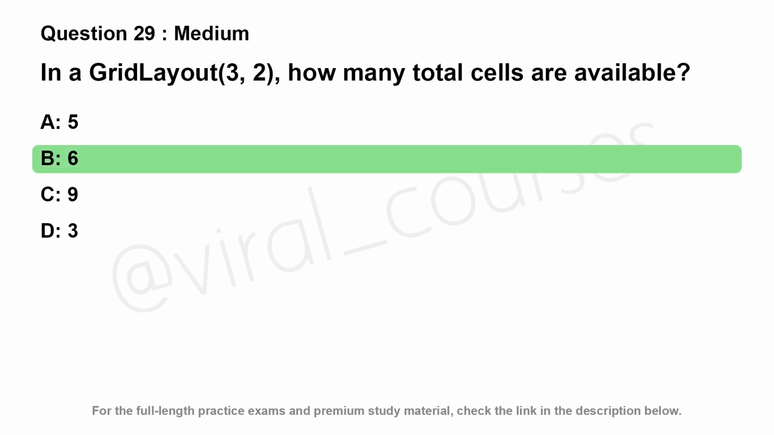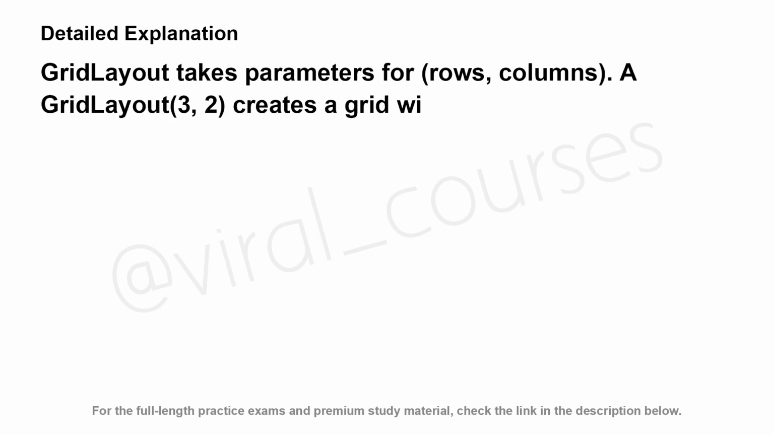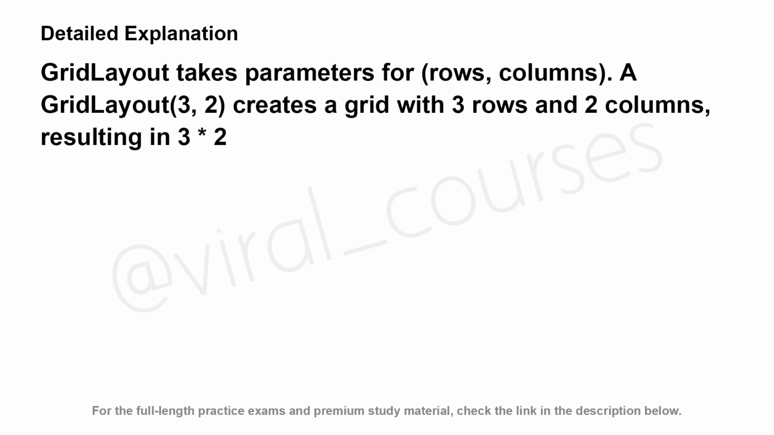The correct answer is B. GridLayout takes parameters for rows, columns. A GridLayout(3, 2) creates a grid with 3 rows and 2 columns, resulting in 3 times 2 equals 6 equal-sized cells.